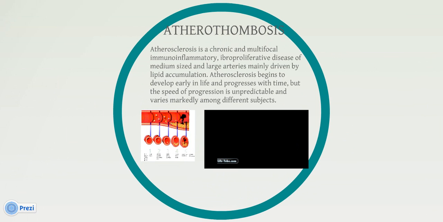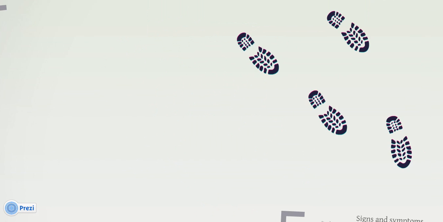Atherothrombosis. Atherosclerosis is a chronic and multifocal immune-inflammatory fibroproliferative disease of medium-sized and large arteries, mainly driven by lipid accumulation. Atherosclerosis begins to develop early in life and progresses with time, but the speed of progress is unpredictable and varies markedly among different subjects.